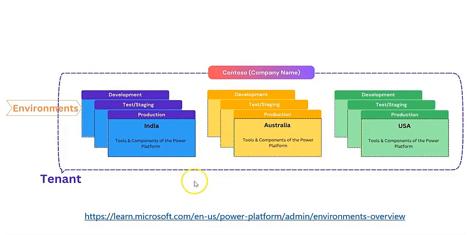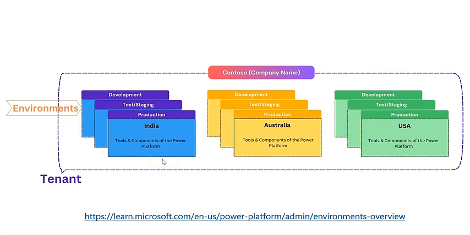Yeah, the outer layer is the tenant, the dotted blue line at an org level. These are the environments. You can have development, staging, and production environments. Again, you can have the environments segregated region wise, country wise, India, Australia, USA, as shown over here.